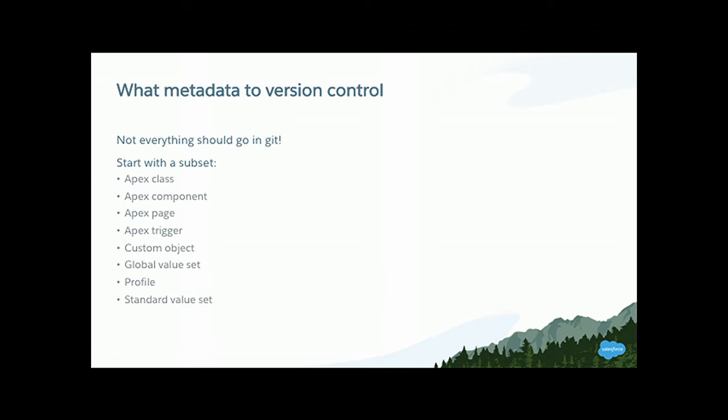So don't start with absolutely everything. Start with just like a subset. So the subset that matters to you is the one to go for. But we would sort of say, as a good starting point, start with your data model, so all of your custom objects. Start with your security model. Those are sort of the two most key things for a lot of people. So all your profiles, permission sets, they should ideally be source controlled. And then some of the programmability, so Apex and Visualforce and Lightning components.